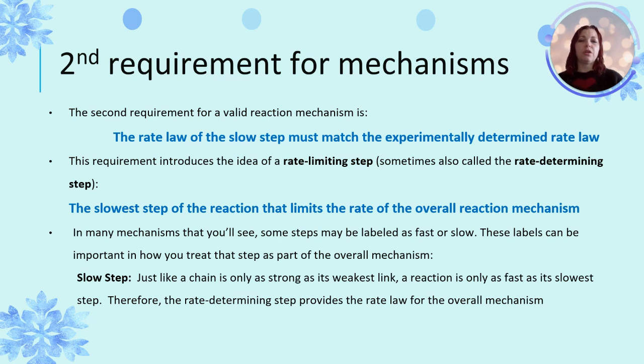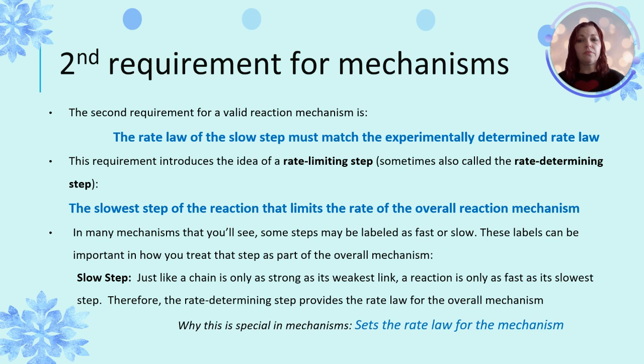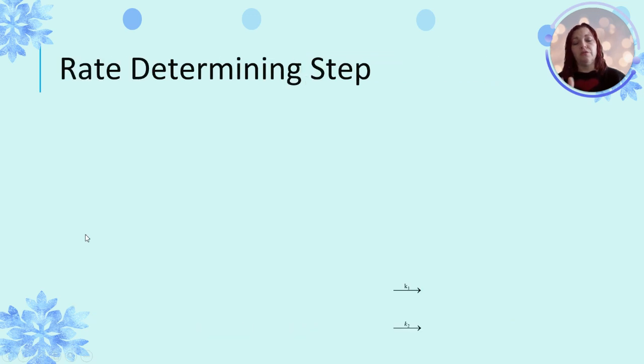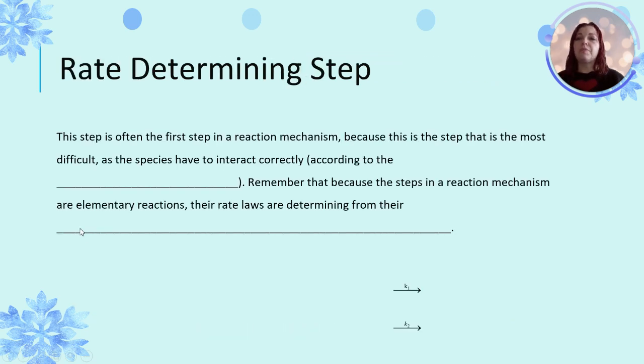So therefore, the rate determining step provides the rate law for the mechanism, because that step is what slows everything down. Any other step is going to move faster than that, and so it's not going to determine the rate law. The rate law is going to be determined by the slow step because that is what sets the rate. So that's what we looked at. This step is often the first step in a reaction mechanism because this is the step that is the most difficult, as the species have to interact correctly according to the collision theory. Remember talking about the collision theory.